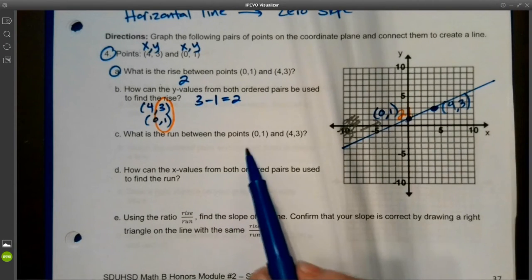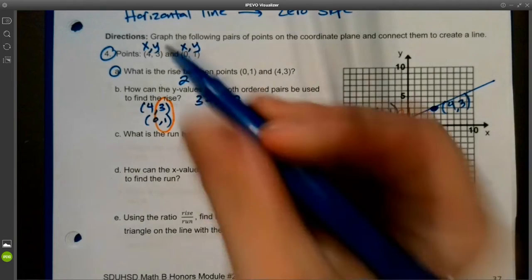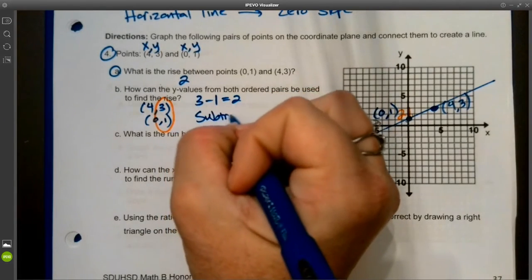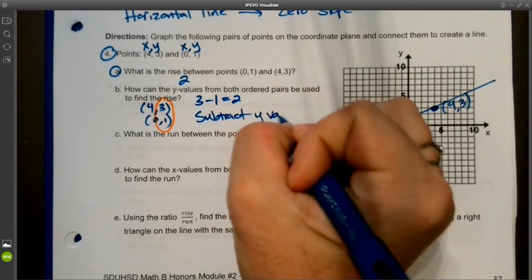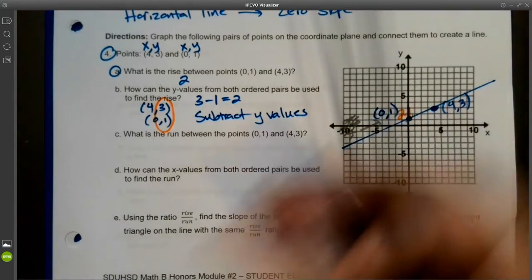So how can the y values from both ordered pairs be used? We can subtract the y values. And when we subtract them, we actually get the rise, which is cool.